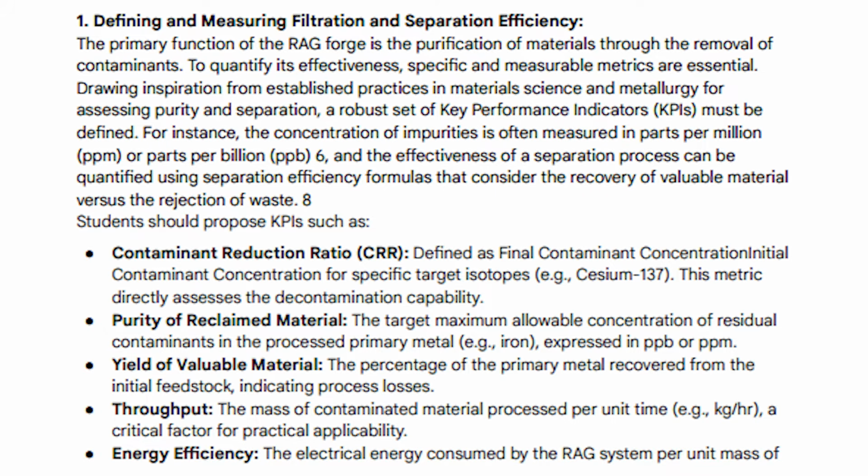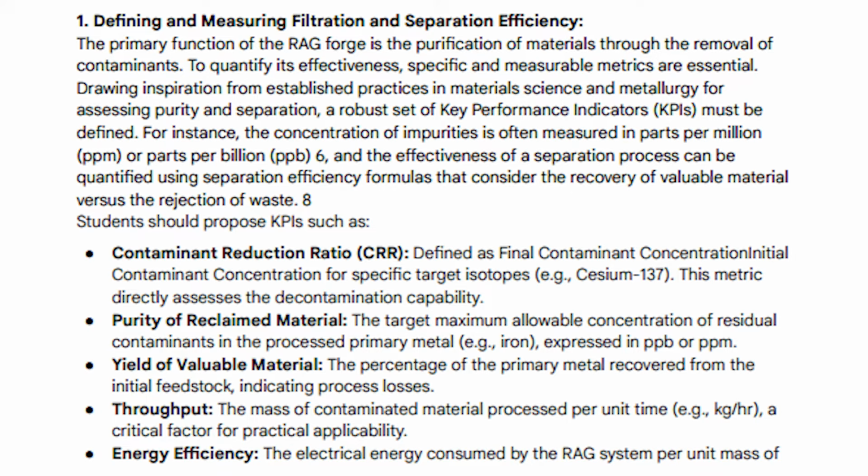Students should propose KPIs such as contaminant reduction ratio, CRR, defined as final contaminant concentration for specific target isotopes, e.g. cesium-137. This metric directly assesses the decontamination capability. Purity of reclaimed material: the target maximum allowable concentration of residual contaminants in the process primary metal, e.g. iron, expressed in ppb or ppm. Yield of valuable material: the percentage of the primary metal recovered from the initial feedstock, indicating process losses.